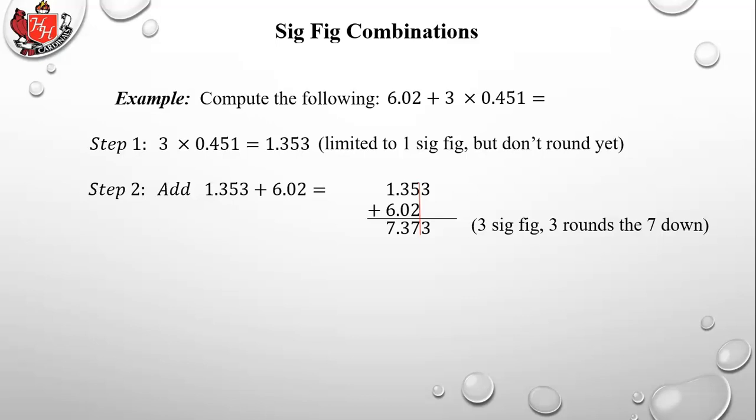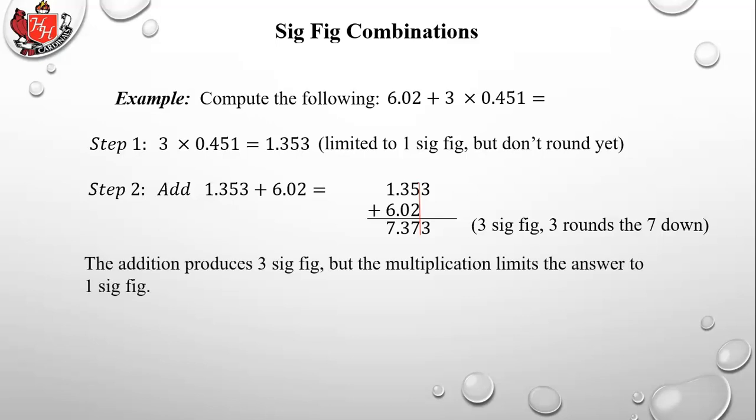Now, step 1 says you can only have one significant figure. Step 2 says you can have 3 significant figures, so your final answer can only have one significant figure. It's the least of the number of significant figures of those 2 steps. So the addition produces 3 sig figs, but the multiplication limits the answer to 1 sig fig. So your final answer is simply going to be 7. You can eliminate all the digits after the decimal place.